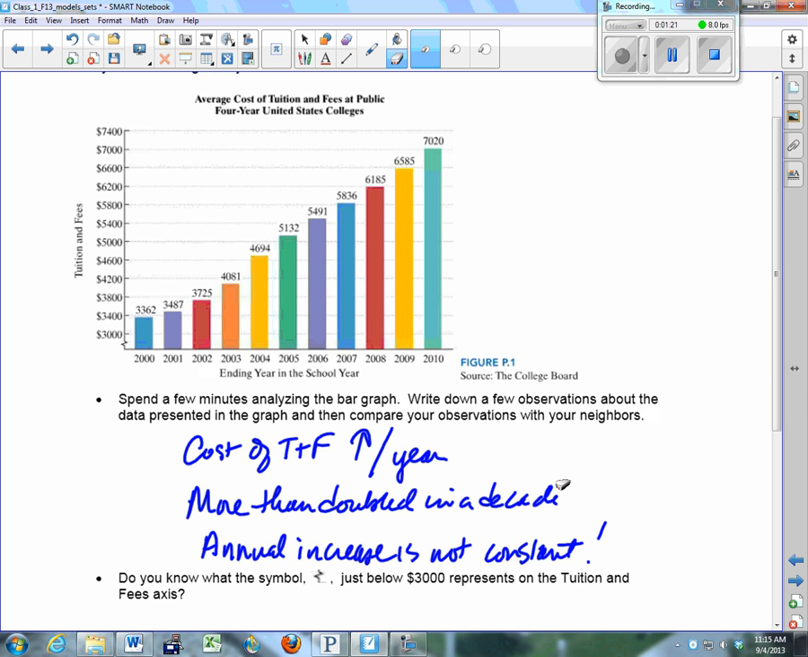I cut and pasted it down here. This is really interesting. When you pass in a graph to me that doesn't start at 0, you use that little symbol to say there's a break in the axes. This indicates a break in the scale. The axis does not start at 0, basically.